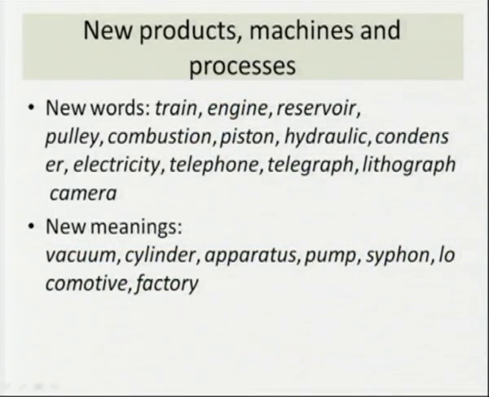Now, it is not just the science that we are talking about, we are talking not only of processes, for instance. We saw a couple of slides ago that there were new products, there were new machines, following the rise of several kinds of manufacturing industry. So following that, let's see the words that have been mentioned in this text, and the new words that come up are train, engine, reservoir, pulley, combustion, piston, and other words like condenser, electricity, telephone, telegraph, lithograph, camera, etcetera.